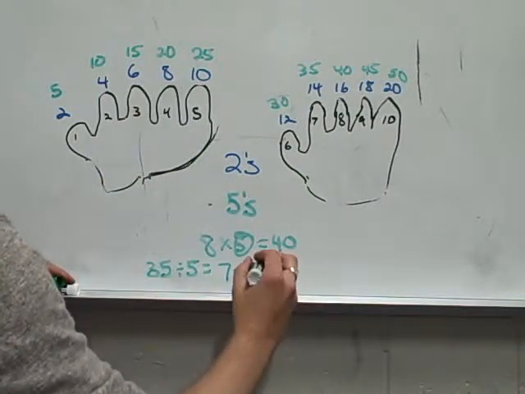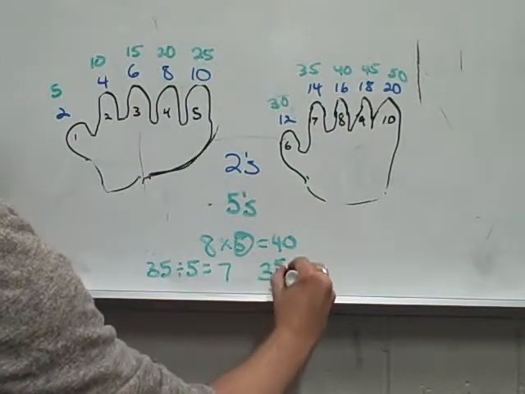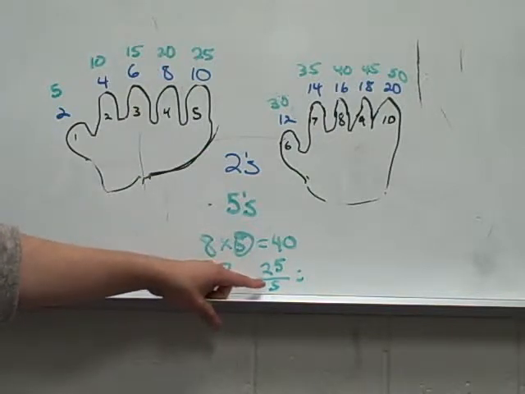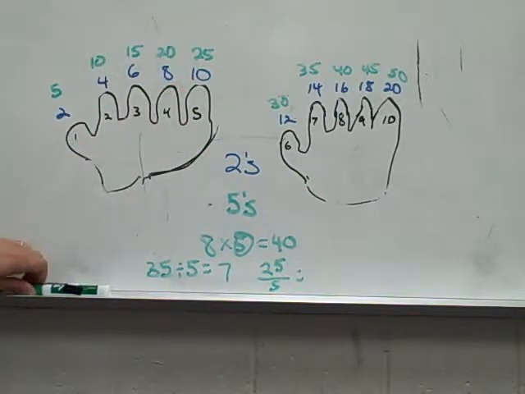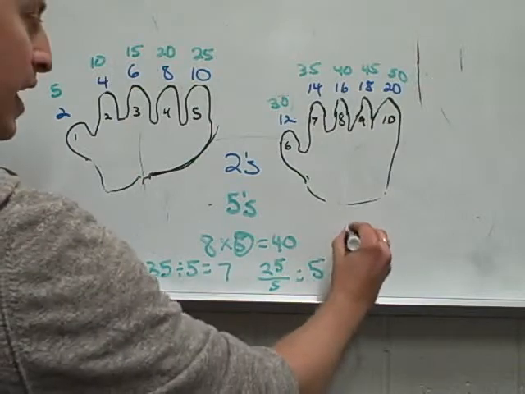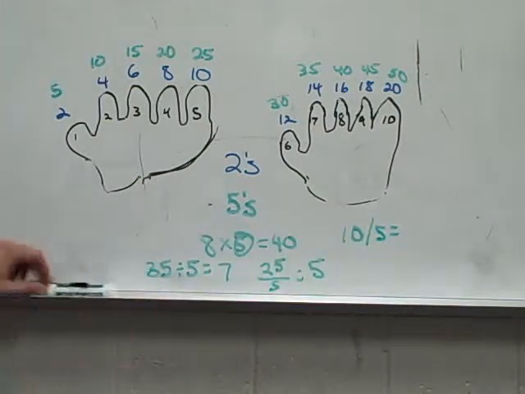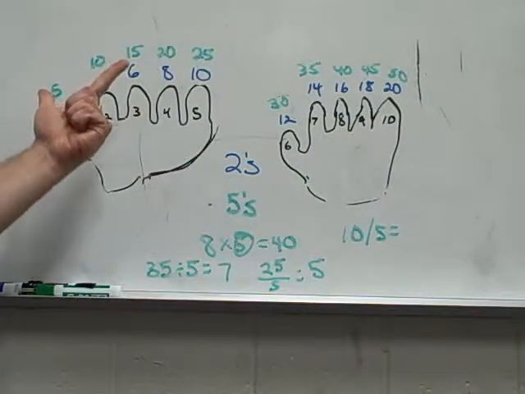How about 25 divided by 5? I'll count my fingers as groups of 5 until I get to 25. 5, 10, 15, 20, 25. 5 groups of 5 makes 25. And finally, 10 divided by 5. So now I'll just count by my fingers. Each finger represents 5. 5, 10. 2 fingers.